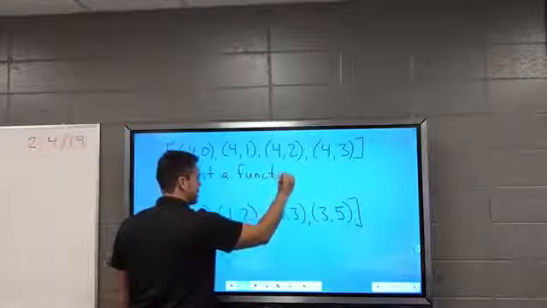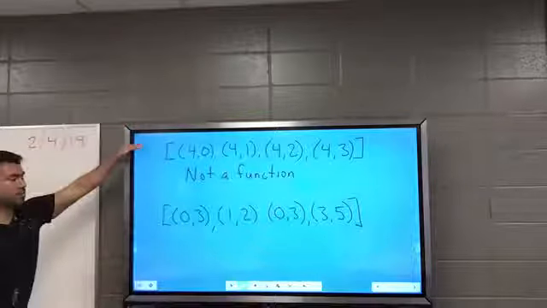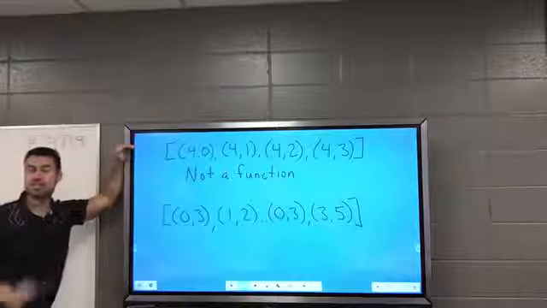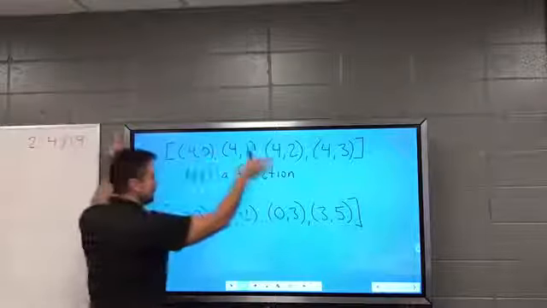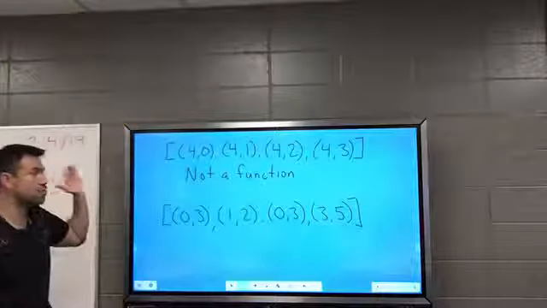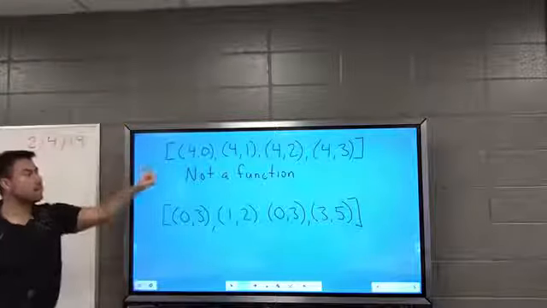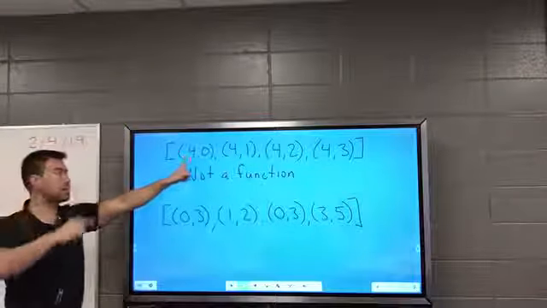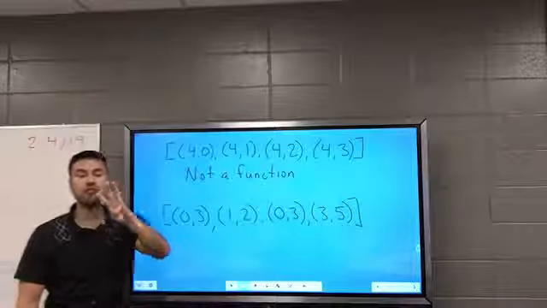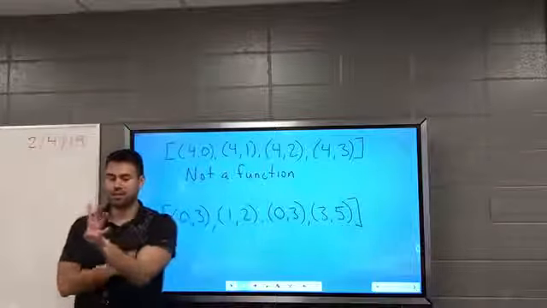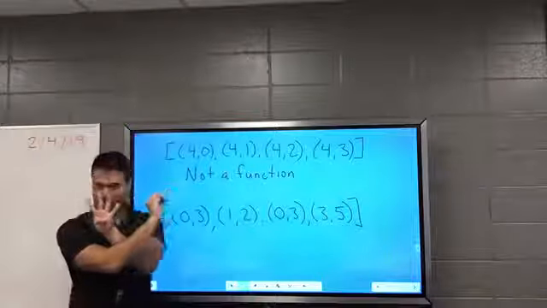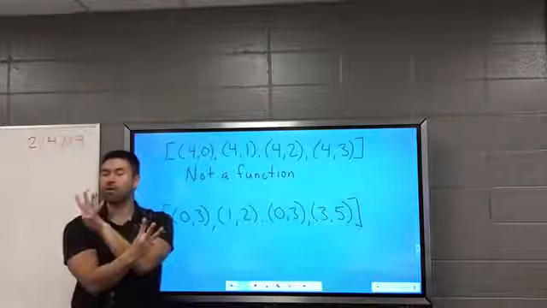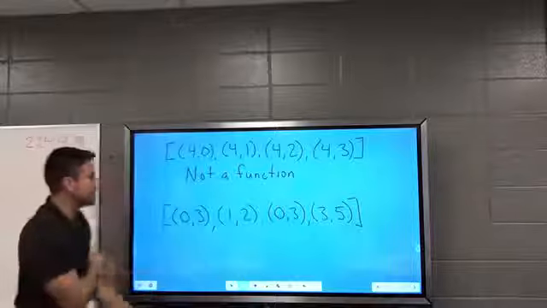Okay, I'm going to back it up and see if you guys can get this. This up here, is it a relation? Yes, because a relation is a set of ordered pairs. So it is a relation, but is it a function? Is every element in the domain, which is only 1, paired up with exactly one element of the range? No, because what does 4 pair up with? It pairs up with 0 and 1 and 2 and 3. So is 4 only paired up with one thing? No.